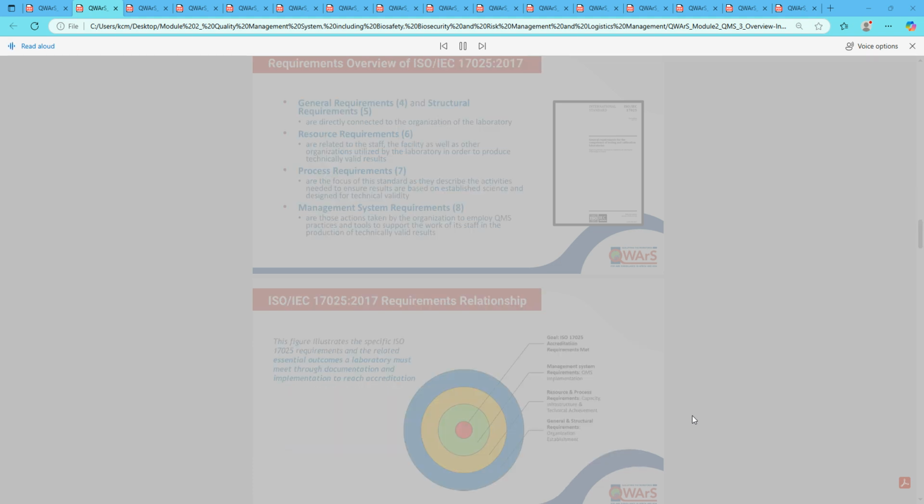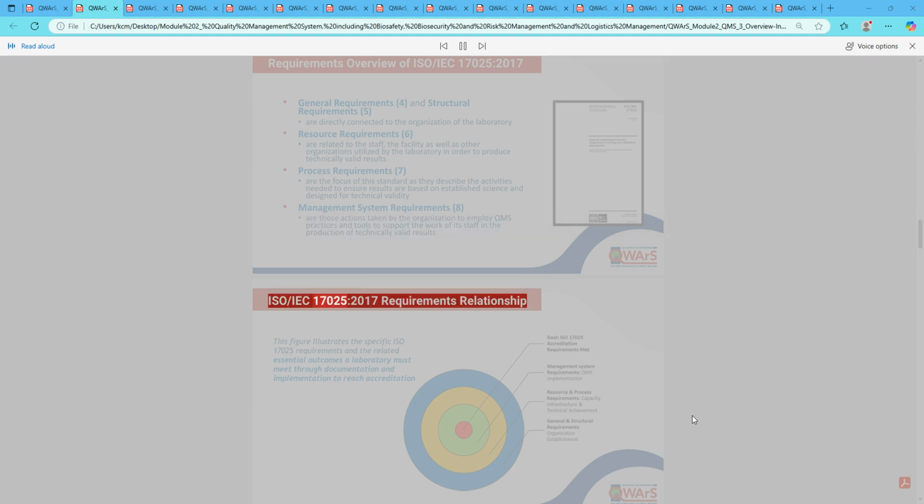Requirements overview of ISO/IEC 17025:2017. General requirements 4 and structural requirements 5 are directly connected to the organization of the laboratory. Resource requirements 6 are related to the staff, the facility, as well as other organizations utilized by the laboratory in order to produce technically valid results. Process requirements 7 are the focus of this standard as they describe the activities needed to ensure results are based on established science and designed for technical validity. Management system requirements 8 are those actions taken by the organization to employ QMS practices and tools to support the work of its staff in the production of technically valid results.